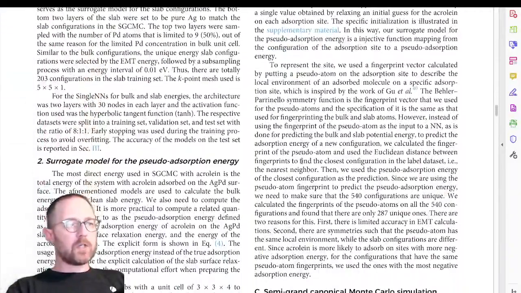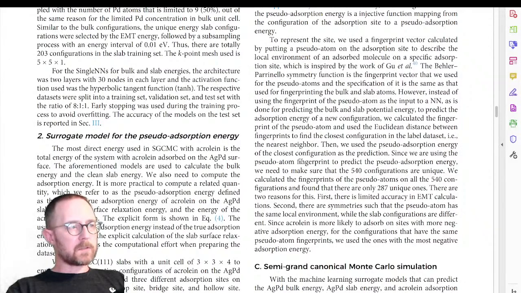For the adsorption energies, we do something a little bit different because we have a large molecule here, acrolein, and there are lots of ways it can sit on any given site. So what we did was generate a pseudo-adsorption energy that is close to the lowest energy of all those configurations we know of, and we learn a pseudo-atom fingerprint for that, which we can generate from the Behler-Parrinello symmetry functions. Then we develop a machine learning model that is pretty good at predicting those.